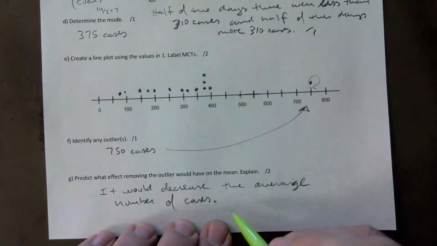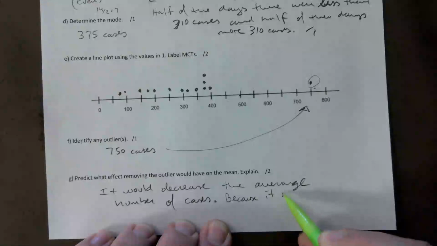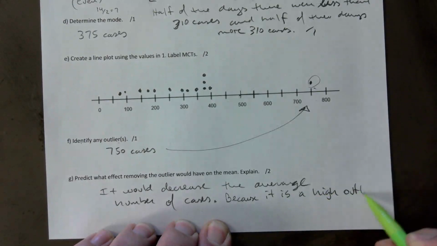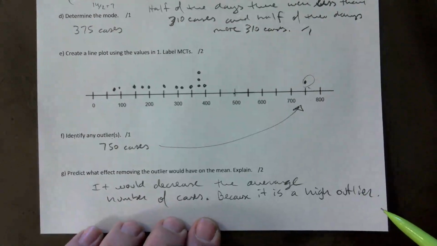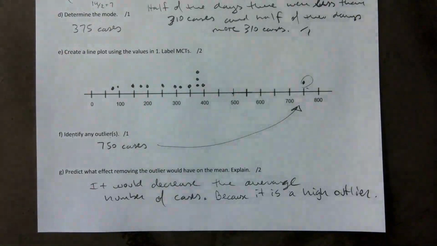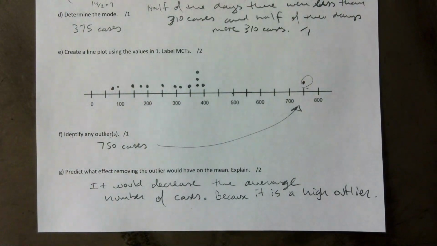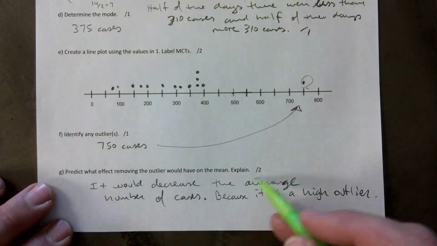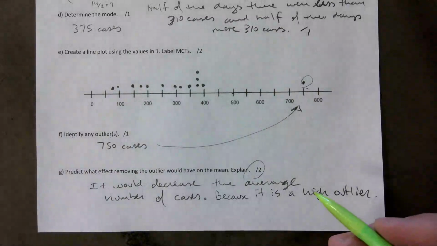And if, you know what? Because it is a high outlier. And that is in particular why that is, because if it would be on the lower end, you remove that one, it would actually increase it because you're removing the one that's pulling you down. Okay, so yeah, whatever you wrote down today, 2 marks if you got that.